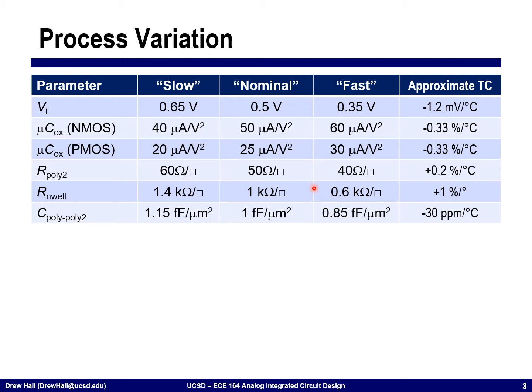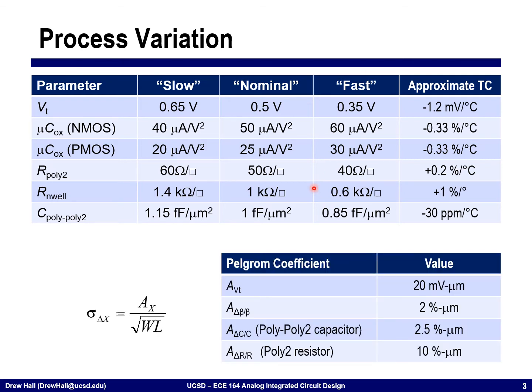The other process variation that we can see is what's known as random process variation. In the case of random process variation, we're going to look at devices on the same chip having variation, so that if I have two NMOS devices, if they're both in the slow corner, that means that they'll have the same VT.